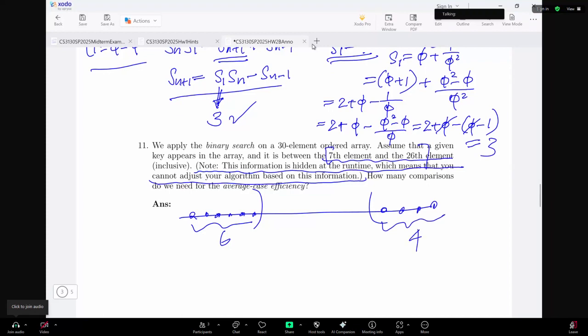But although you remove these nodes, they are still in the binary tree. When you calculate the average, you do not look at these cases. For the average case, you only do the average on this part.